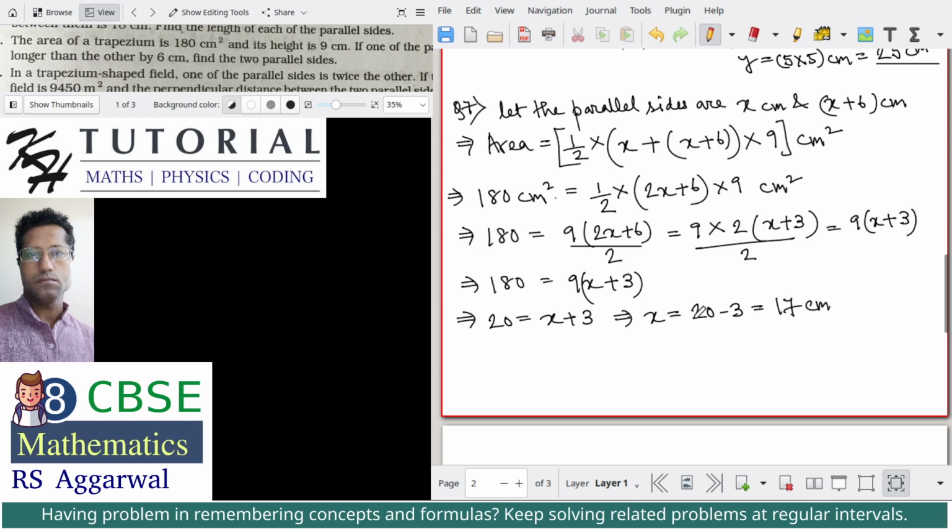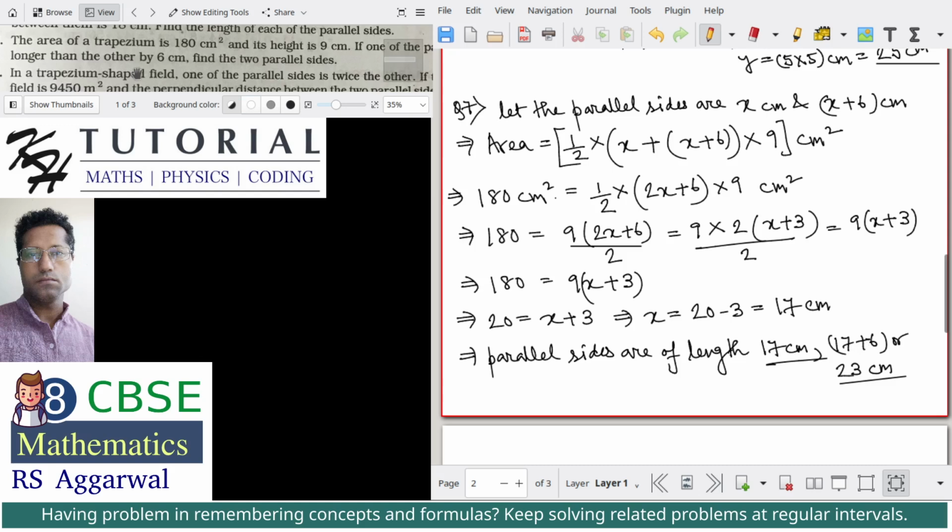x is 17 centimeter. So this implies the parallel sides are of length 17 centimeter and 17 plus 6, or 23 centimeter. So 17 centimeter and 23 centimeter are the lengths of the parallel sides.